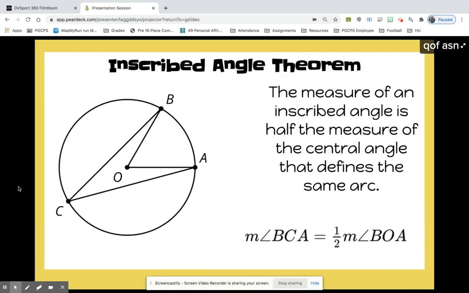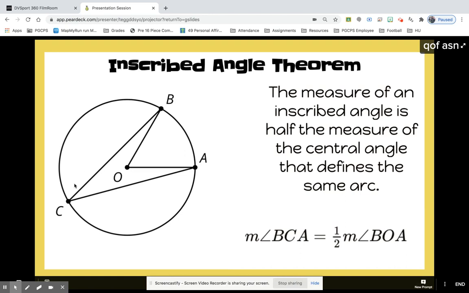All right, now let's go over the inscribed angle theorem. We already know by this point an inscribed angle is an angle whose vertex is on the circle's circumference. So that means BCA will be our inscribed angle.